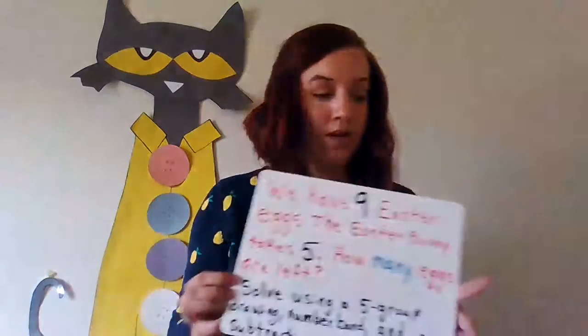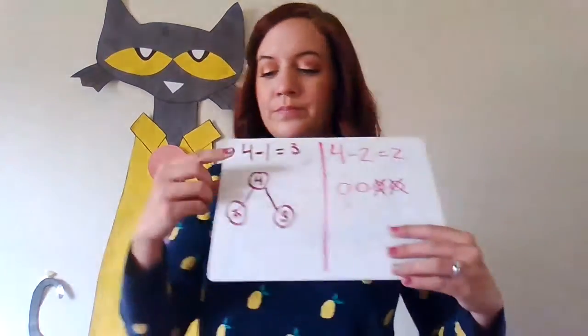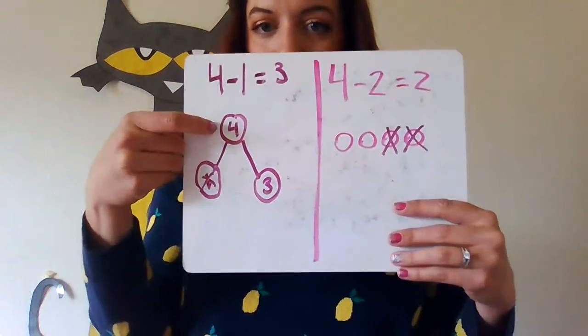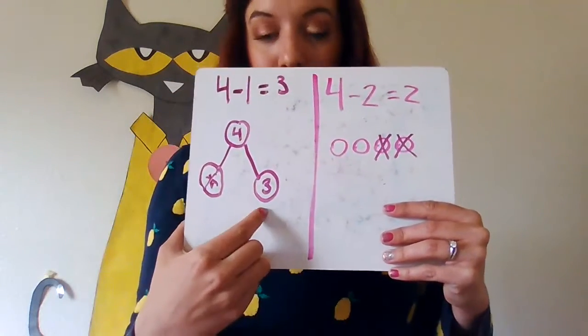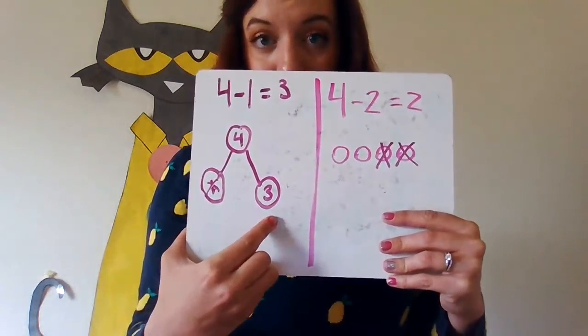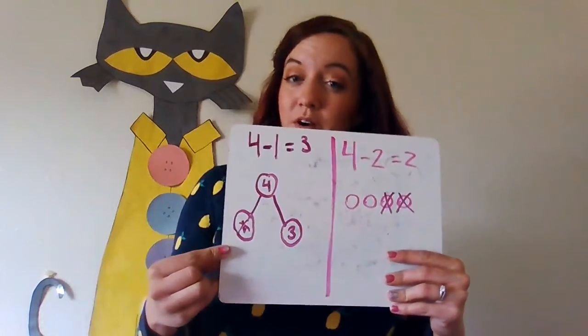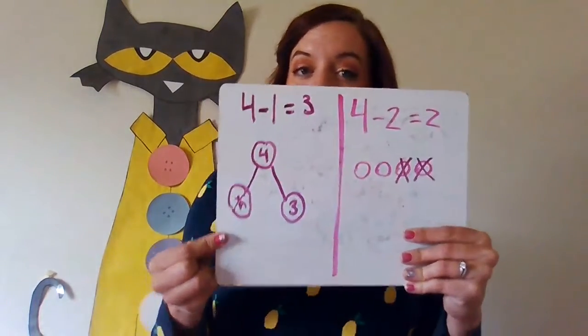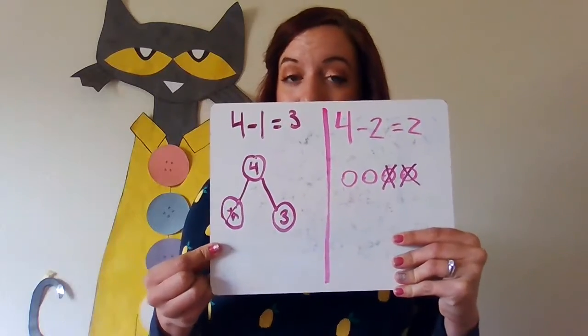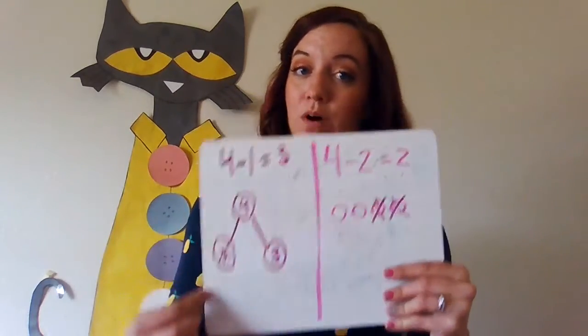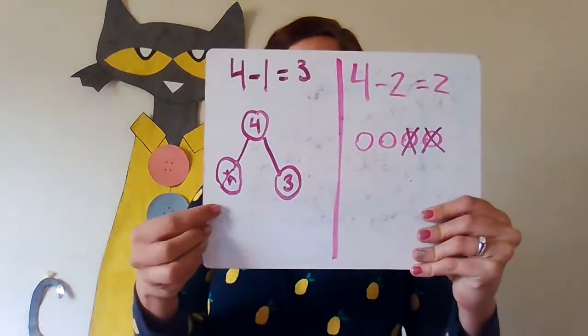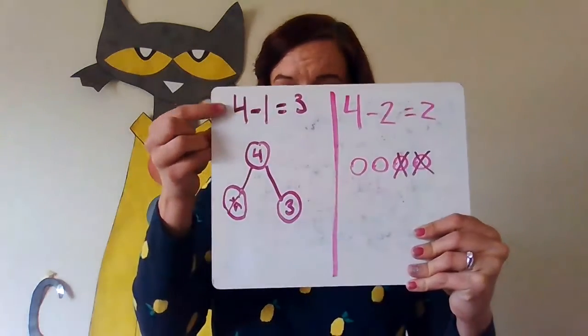Number bond, remember I've been doing the whole, what we start off with, up at the top. What we end up with is one of our parts, and then what we lose is also one of our parts. And then I've been showing that it's a subtraction number bond by crossing out what we lose. So that might be a helpful hint for you when you do your subtraction number sentence.